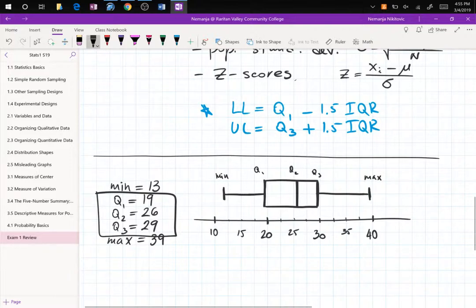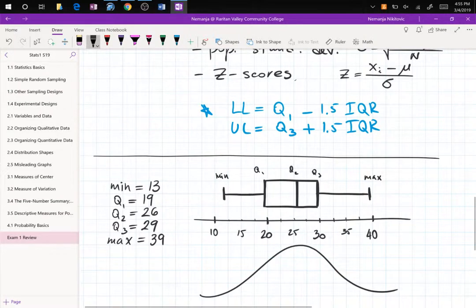But that was if you had that 30 instead of 39. In this case, everything is symmetric, so this would be one of those bell-shaped, nice distributions. Happy? With a smile? There we go.